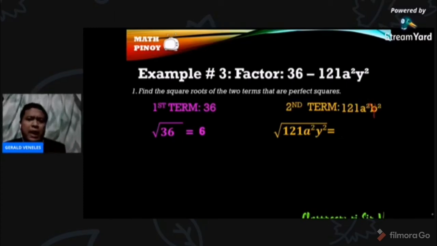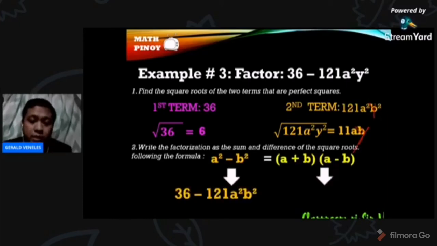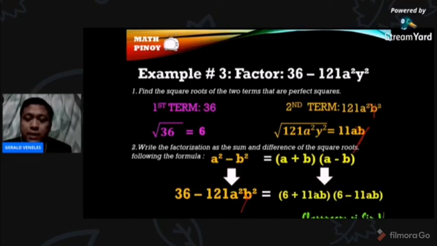How about square root of 121 a squared y squared? May makakasagot kaya dyan? Tama. 11 a y. Y to, hindi b. Y. No? 11 a y. And then, write the factorization as the sum and difference of the square roots. Ayan na nga. So, our answer, this is y. Hindi ko lang napalitan, sorry. No? Is equal to 6 plus 11 ay and 6 minus 11 ay. Correct! Tama! Ang daming nakakuha ng sagot.